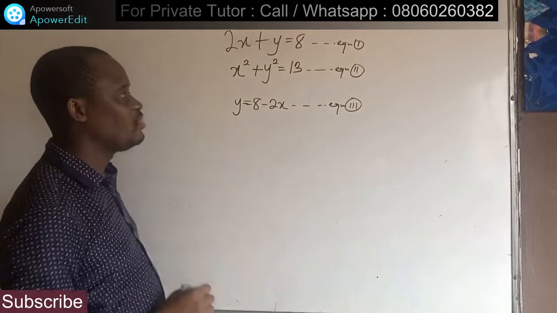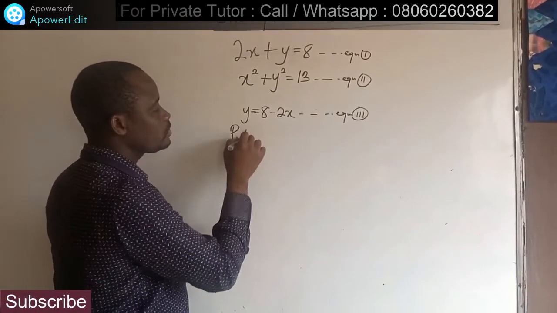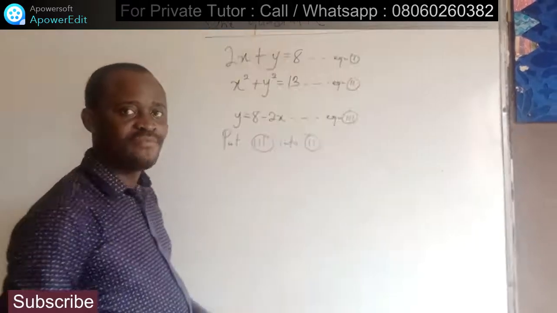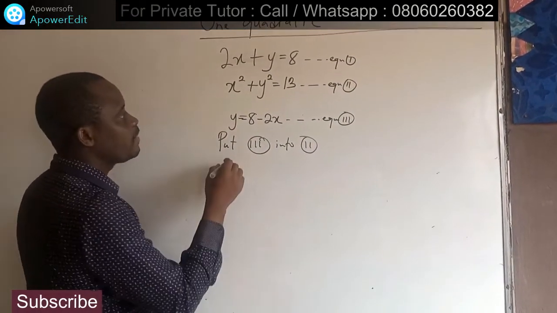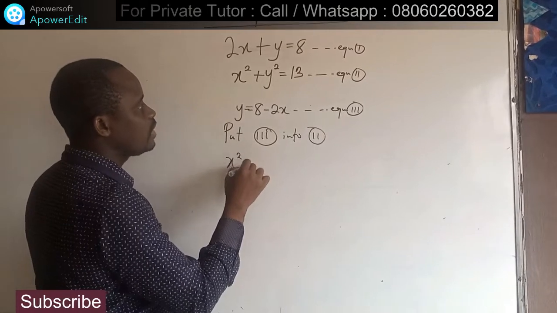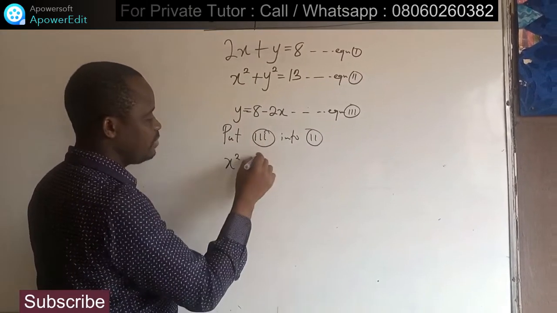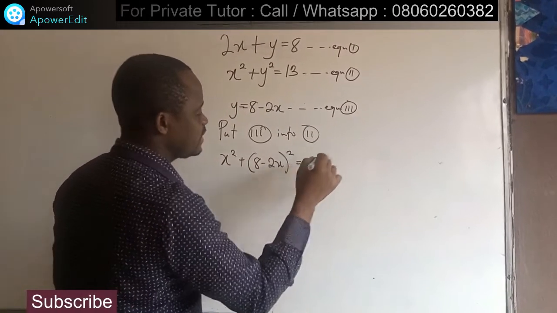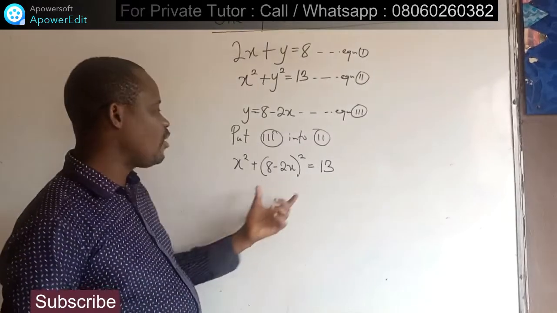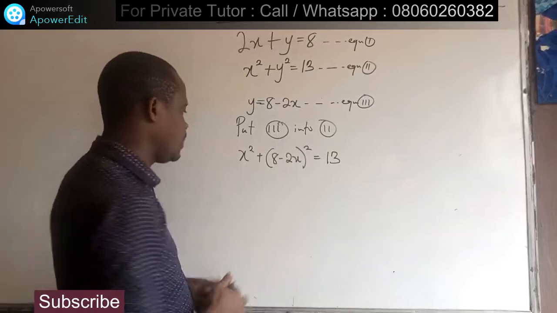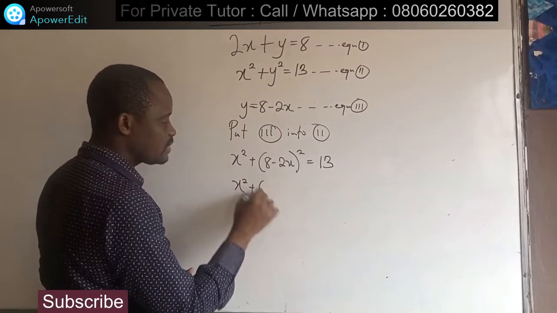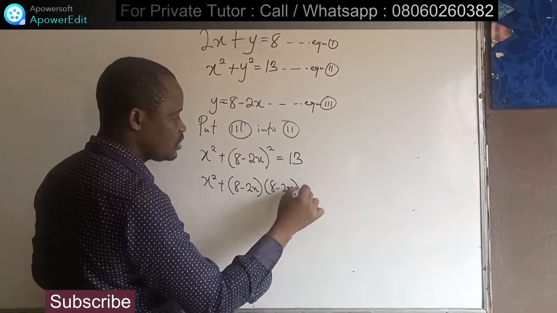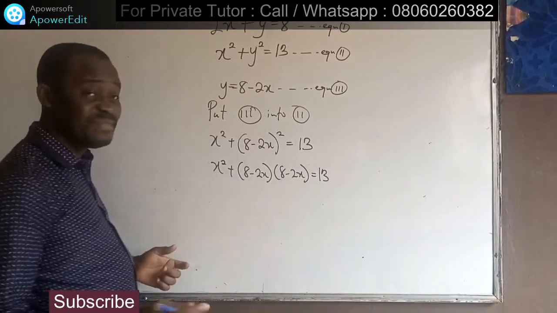So this is equation 3. Now that I have equation 3, what do I do? I will put 3 into 2. If I put 3 into 2, that gives me x squared plus y squared, of course, that will now be 8 minus 2x all squared equals 13. Now, in this condition, it's very obvious that you'll be expanding this bracket, and when you do so, it becomes x squared plus 8 minus 2x, then 8 minus 2x equals 13.